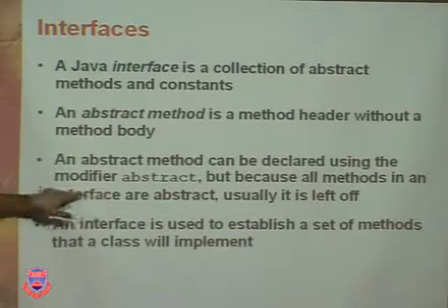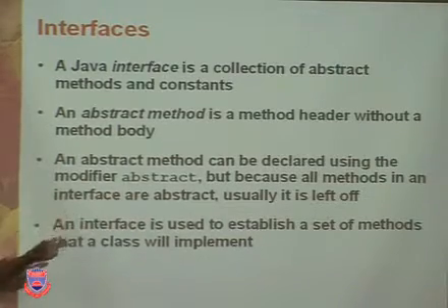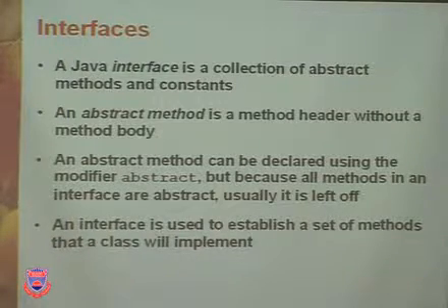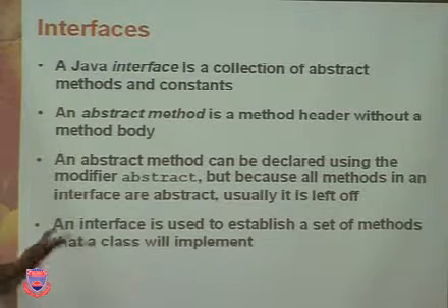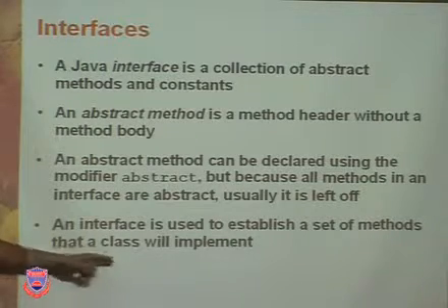You can declare it with the modifier abstract, or you can omit it for interfaces, because in interfaces they are going to be abstract anyway, so you don't need to necessarily write abstract at the beginning. You can just omit abstract and just write the name of the method, and that will be sufficient. An interface is used to establish a set of methods that a class will implement.